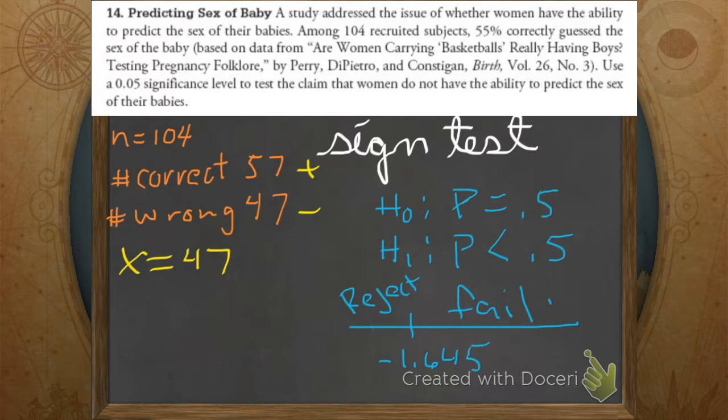we could have turned this into a two-tailed test because the proportion could be high or the proportion could be low. Oh no, it is left tail. Why? Because we're testing the claim that women do not have the ability. So if it was greater than 0.5, they would have the ability. Okay, so one-tailed test, and it's a z-test. Why? Because our n is bigger than 25. Okay, so then our critical value from our z-table is that guy.